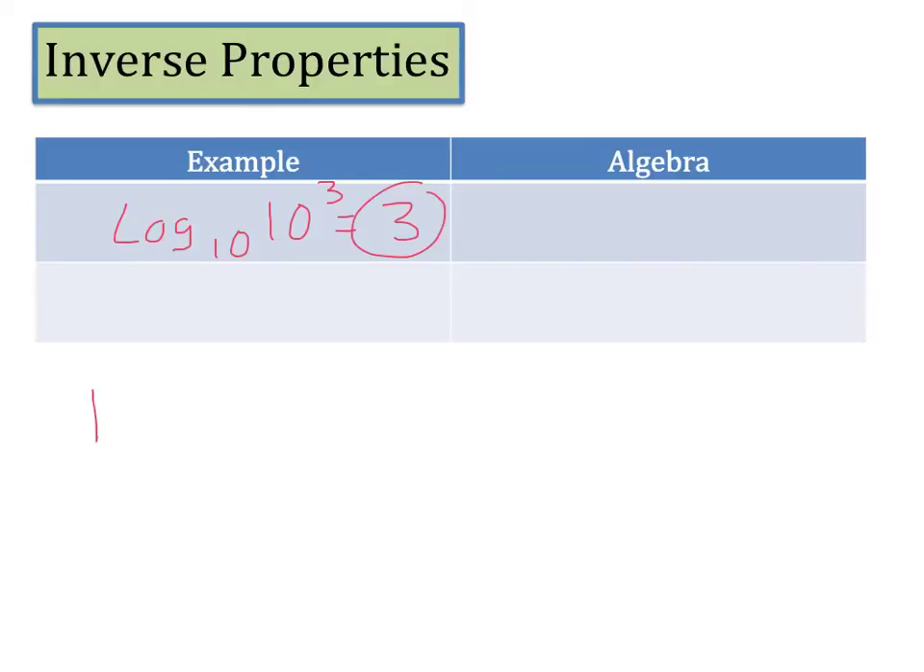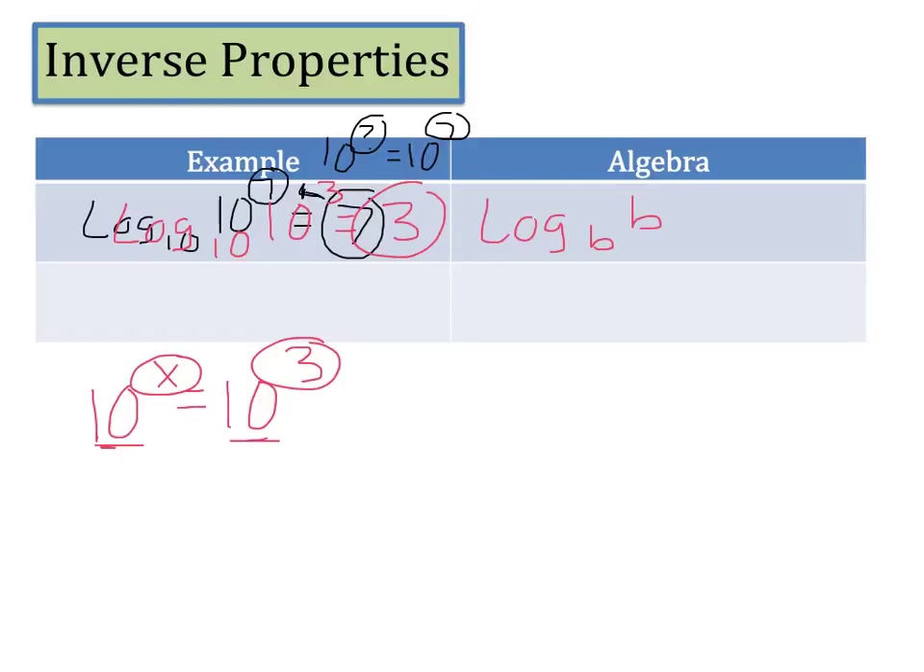So that's asking us, what do we have to raise 10 to get 10 raised to the 3? So if these bases are equal, then the exponents are equal. So if we have a log of a base raised to that same base raised to some value x, the answer is just x.